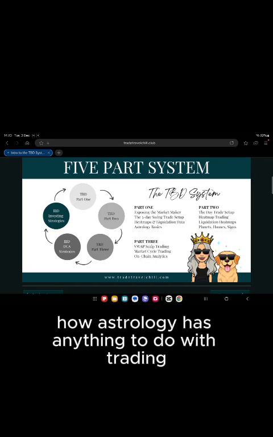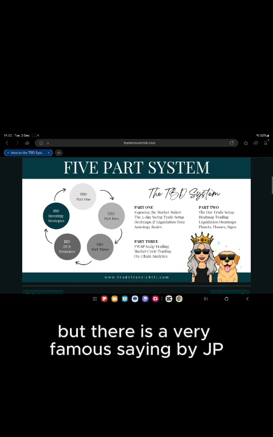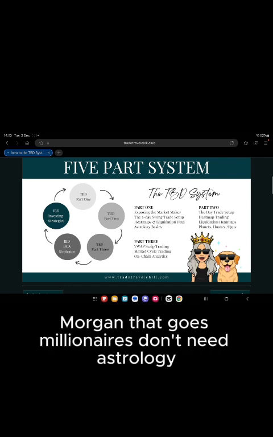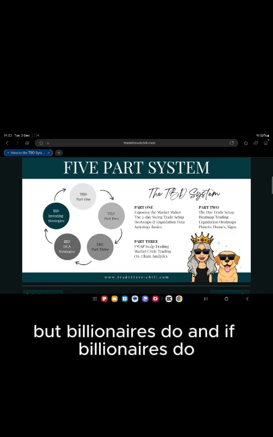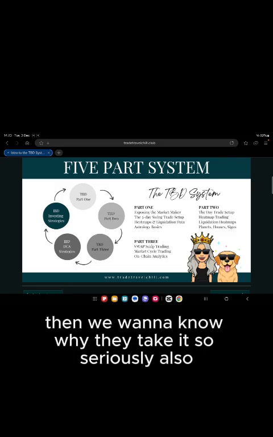Now, you might wonder how astrology has anything to do with trading, but there is a very famous saying by JP Morgan that goes, "Millionaires don't need astrology, but billionaires do." And if billionaires do, then we want to know why they take it so seriously also.